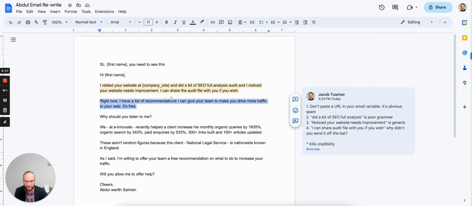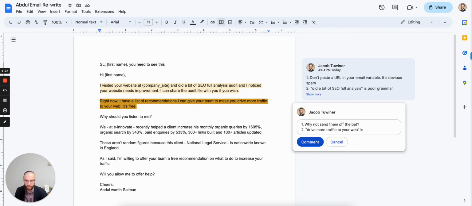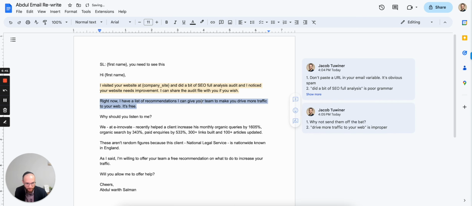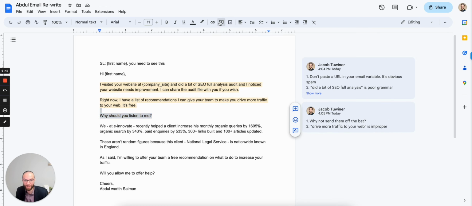"Right now, I have a list of recommendations I can give your team to make your drive more traffic to your web. It's free." Okay, great. Why not send them off the bat? 2, "drive more traffic to your web" is improper. So once again, you're not using proper English, and it just comes off as like you don't know what you're talking about. And then you say, why should you listen to me?